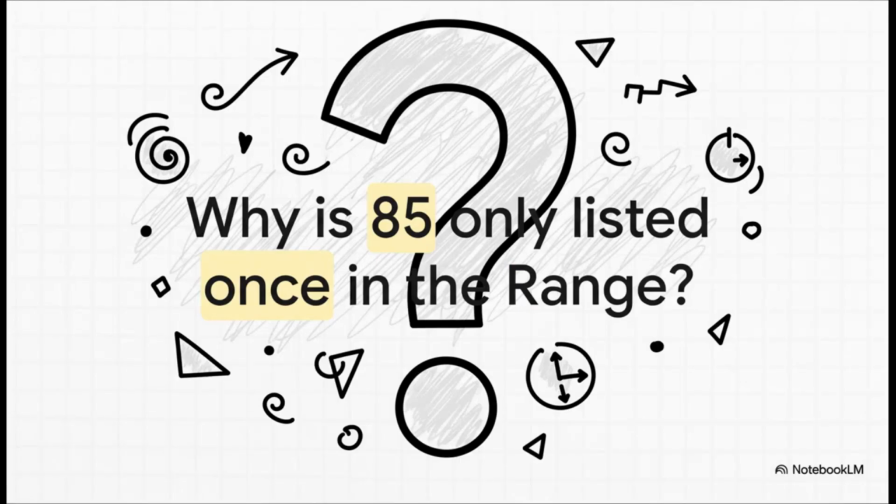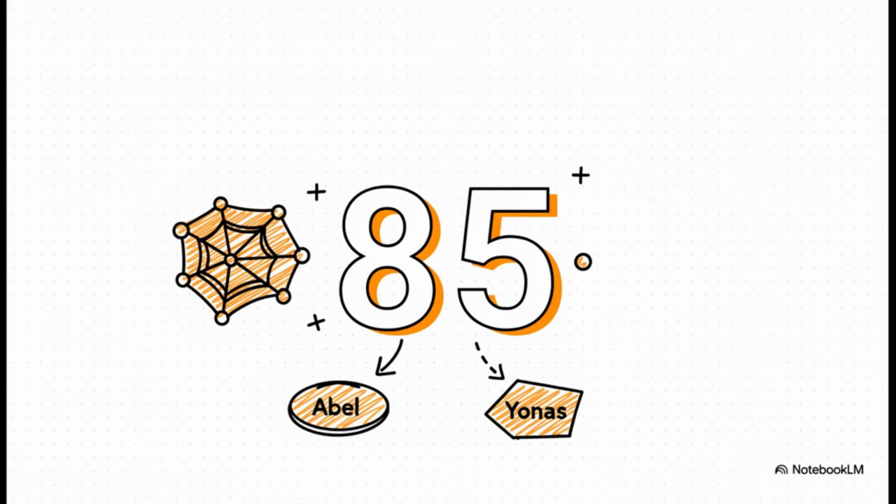But wait a minute. You're probably looking at that and thinking, hang on, Abel and Jonas both scored an 85, so why is 85 only listed once in the range? That is an excellent question, and you've just hit on a really, really important rule here. Let's just focus on that number, 85. It definitely shows up twice in our original list of pairs, right? Once for Abel and again for Jonas.